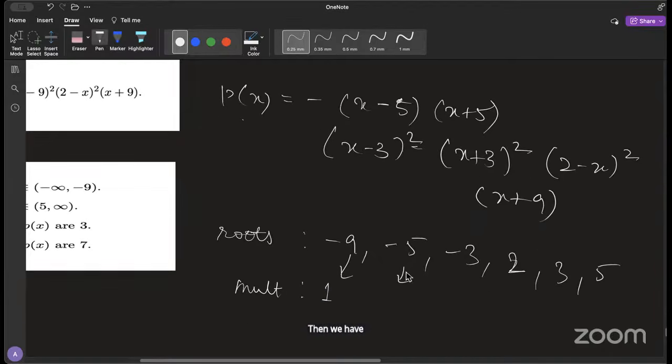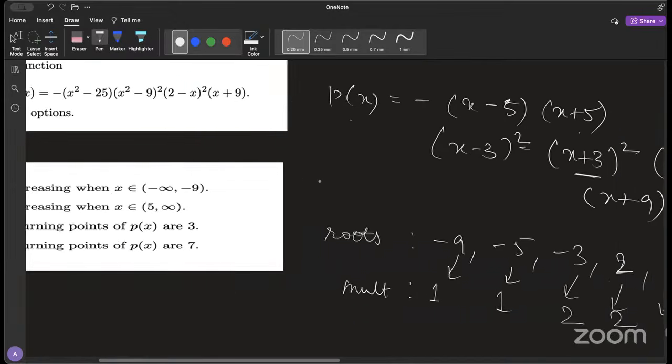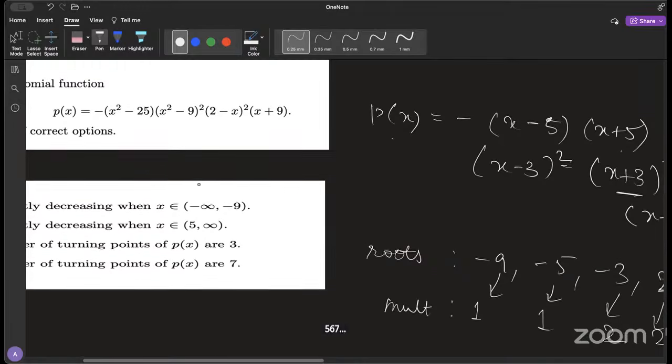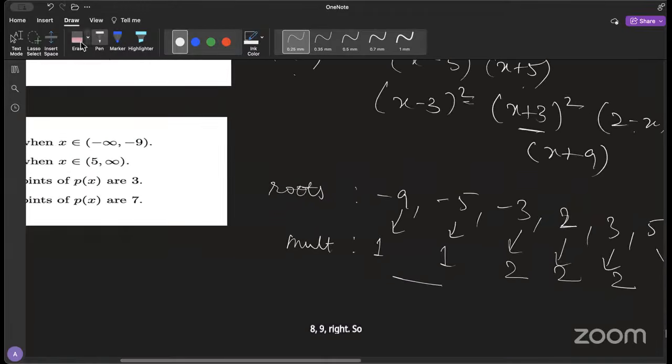Then we have the multiplicity of minus 5. That's also 1. Then the multiplicity of minus 3, which is 2. Then the multiplicity of 2, which is again 2. Then the multiplicity of 3, which is again 2. The multiplicity of 5 is 1. It has degree 9, right? 4 from here, then 5, 6, 7, 8, 9. So these are the multiplicities.